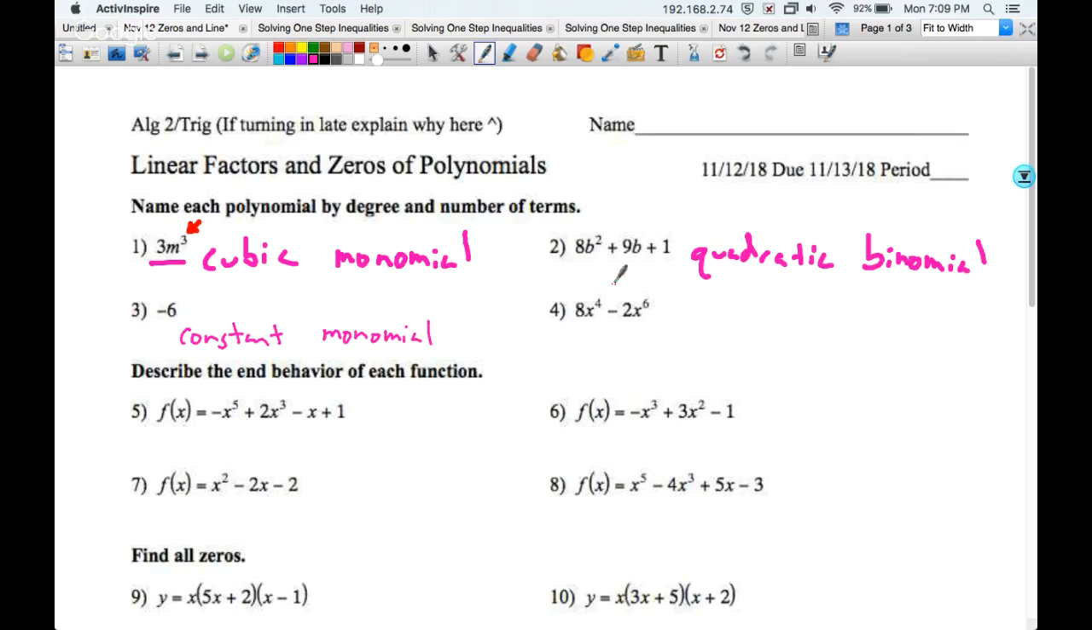In this last one, notice the highest exponent is actually here on the second term. So this would be a 6th degree binomial. We could say polynomial of 6th degree. I think just 6th degree is fine.